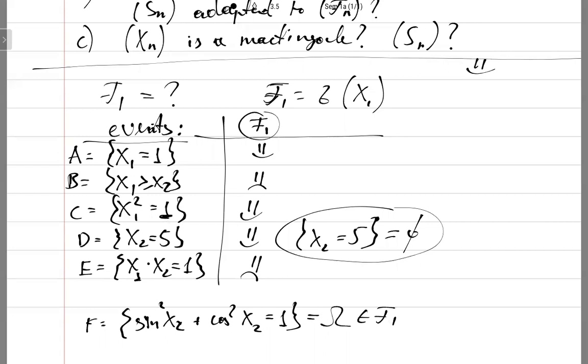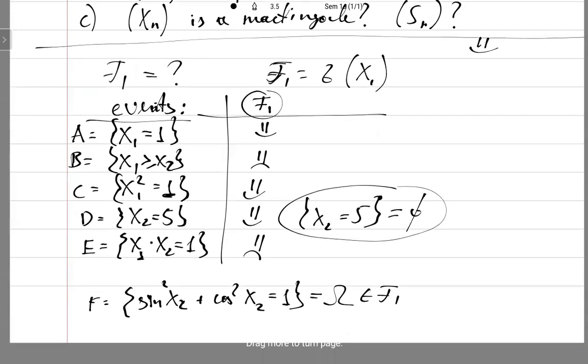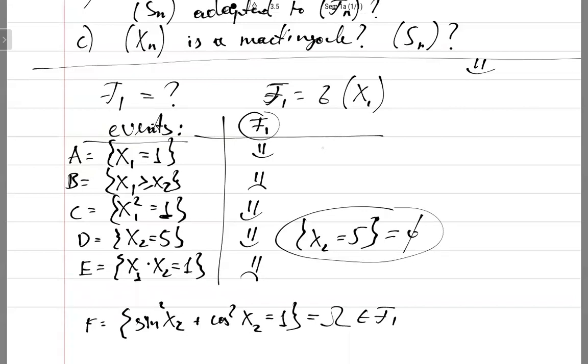So just don't be tricked by appearance. x2 should be essential, it's not just masked omega or empty set in disguise. Okay, so we know that at least 3 events are there. And how many events are there in F1?